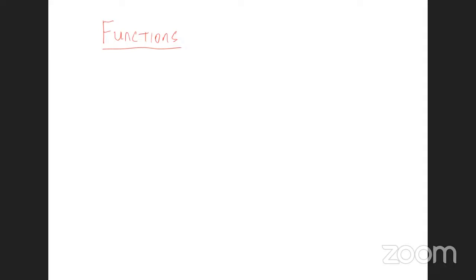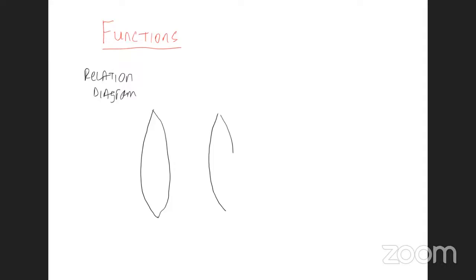All right, so let's start quickly with what we call a relation diagram. Let's quickly take a look at a relation diagram. It gives a relationship between x and y values, right? So a function gives us that relationship between x and y values.